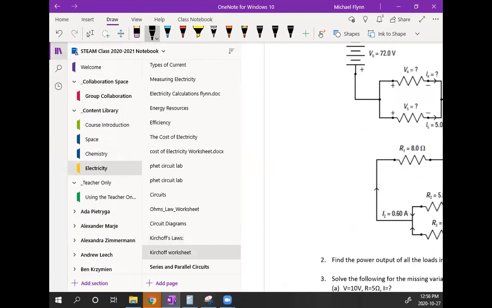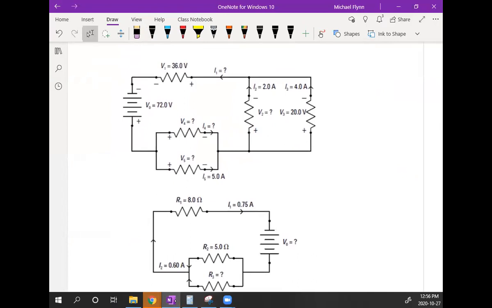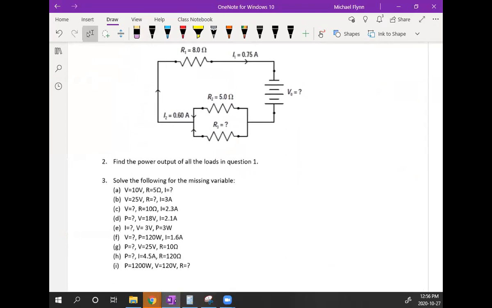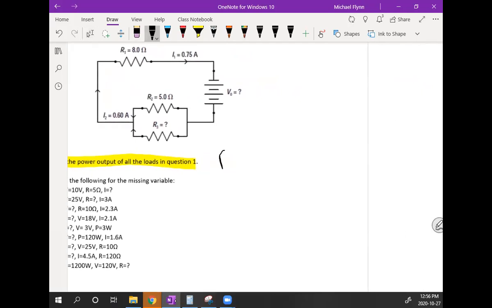Okay, I have a little assignment for you. So in this assignment, find all the missing voltages and find all the missing currents. Do the same thing down here in the second circuit. And then if you read this question here, it says find the power loads of the loads in question one. That's all the resistors in question one. You can use power in the first resistor would equal V1 times I1. So if you can find the missing voltages, you can find the power outputs.